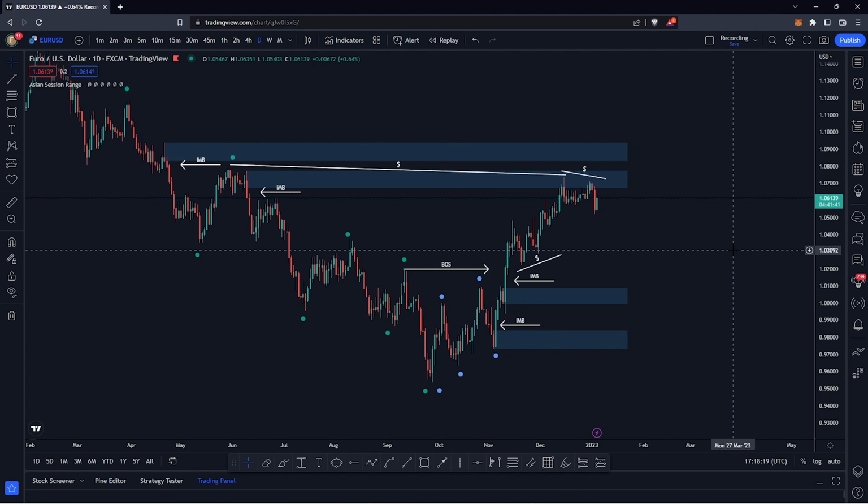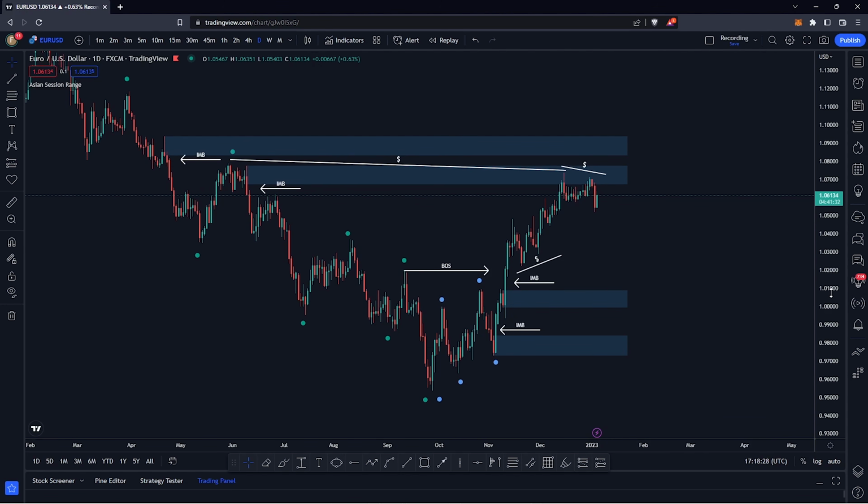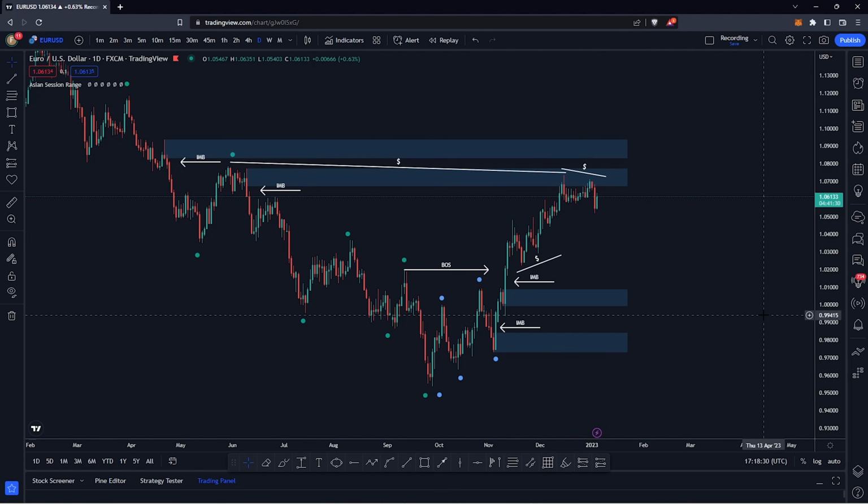I'll do an update to this video later on where I have everything drawn on again and see what happens. But for now, we have gone over structure, zones, imbalance, and liquidity. The final part to this video that we need to go over is the scenarios. So what can actually happen? What can we expect price to do?